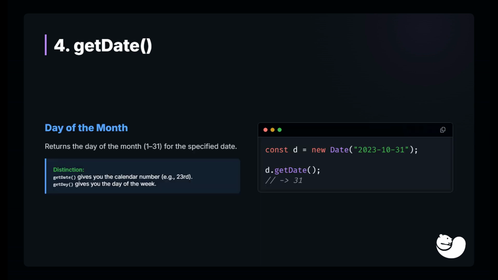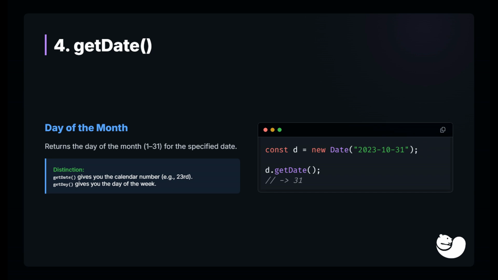Moving down to the day level, we encounter the getDate method. Despite its somewhat ambiguous name, this function strictly returns the day of the month, the calendar number ranging from 1 to 31. It is important not to confuse this with the day of the week, which is a completely different concept handled by another method.